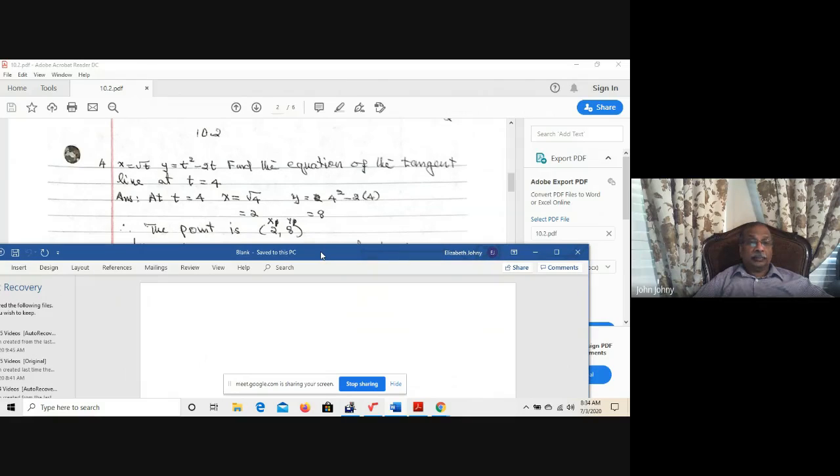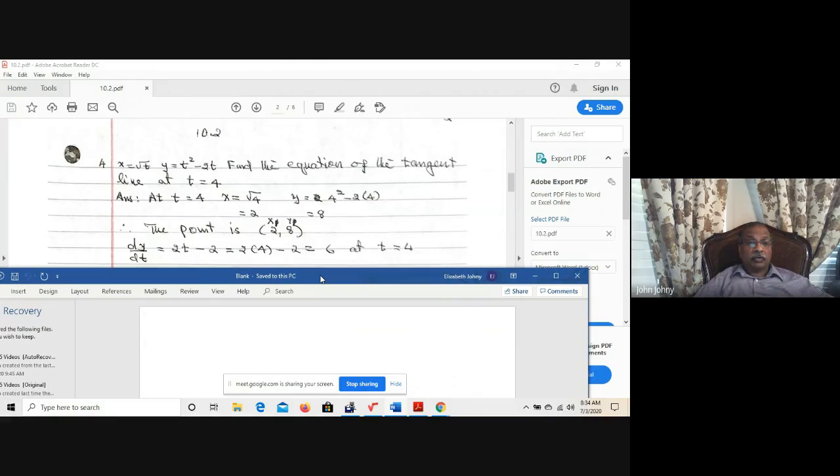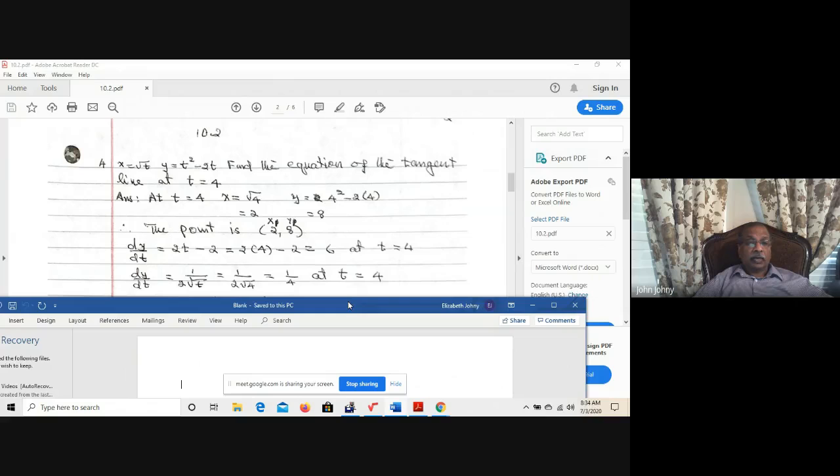And now you find dy over dt. dy over dt is 2t minus 2, that is equal to 2 times 4 minus 2 because t is 4, that is 8 minus 2, which is 6, at t is equal to 4. That is dy over dt, and here it is dx over dt. You have to correct that. This is dx over dt. dx over dt is 1 over 2 times square root of t, that is 1 over 2 times square root of 4, t is 4.